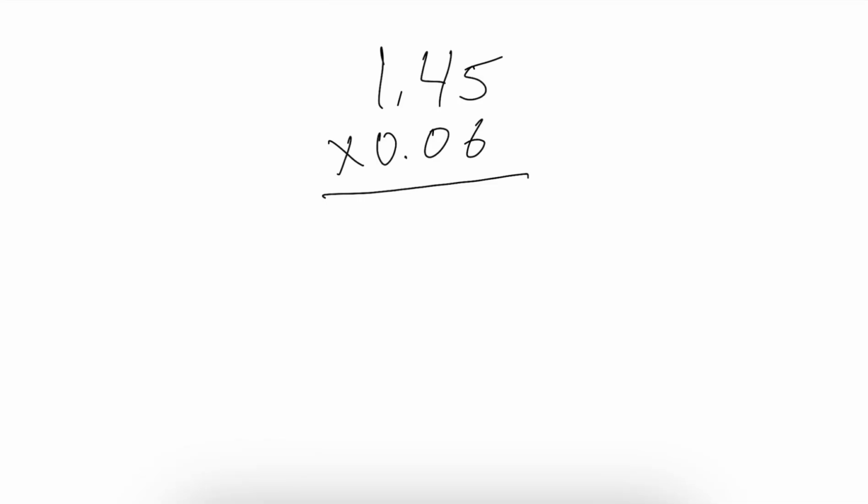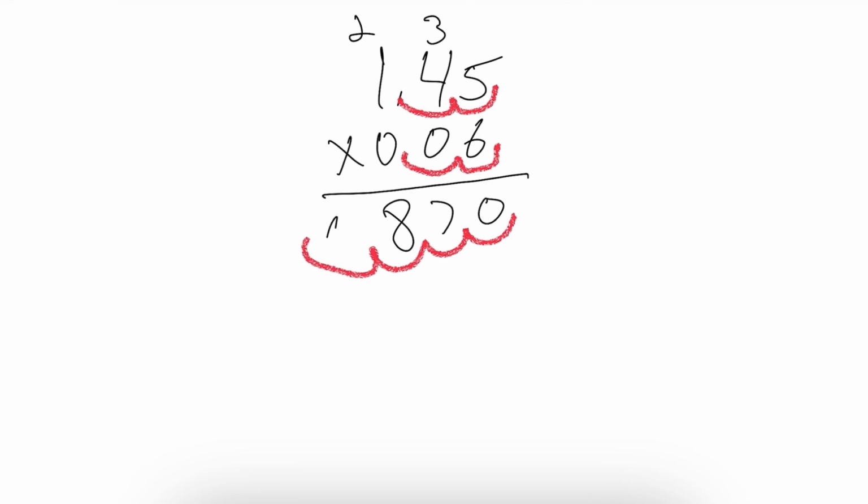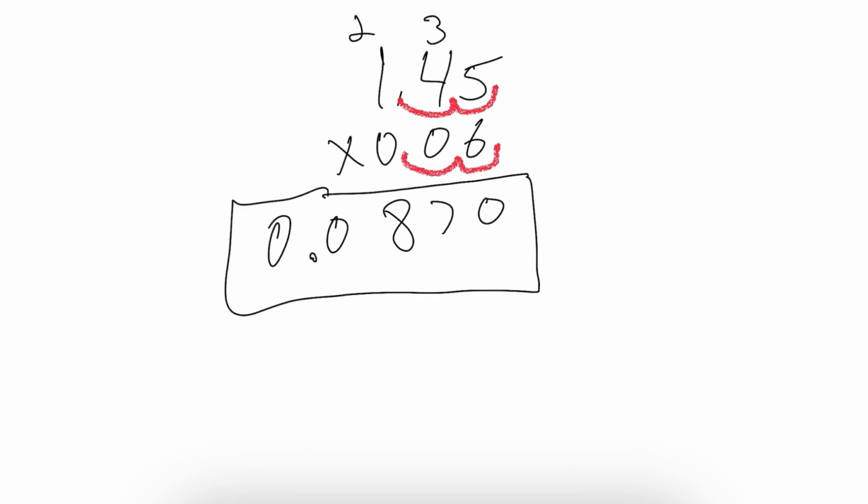Now we have 1.45 times 0.06. So 6 times 5 is 30. 0, carry the 3. 6 times 4 is 24, plus 3 is 27. We'll carry the 2. 6 times 1 is 6, plus 2 is 8. Now we'll count our decimals. We have 1, 2, 3, 4. Fill a 0 into our valley. 0.0870 is our final answer.